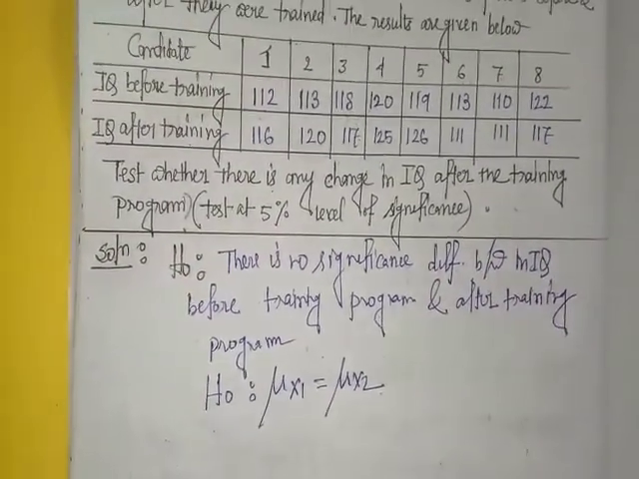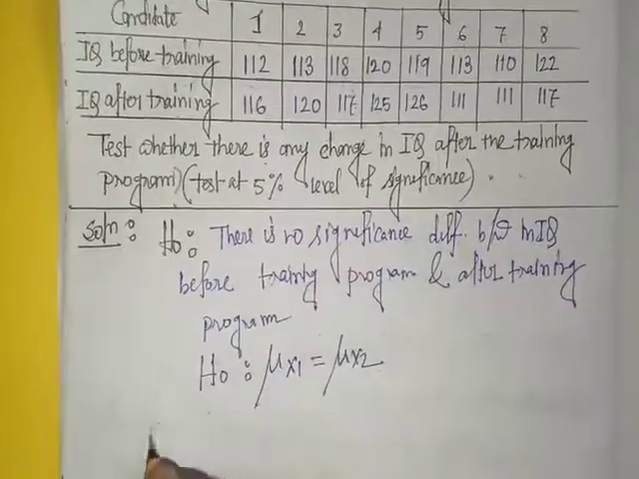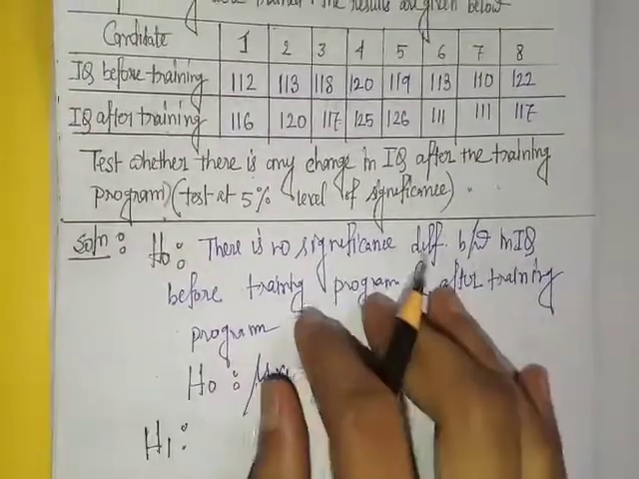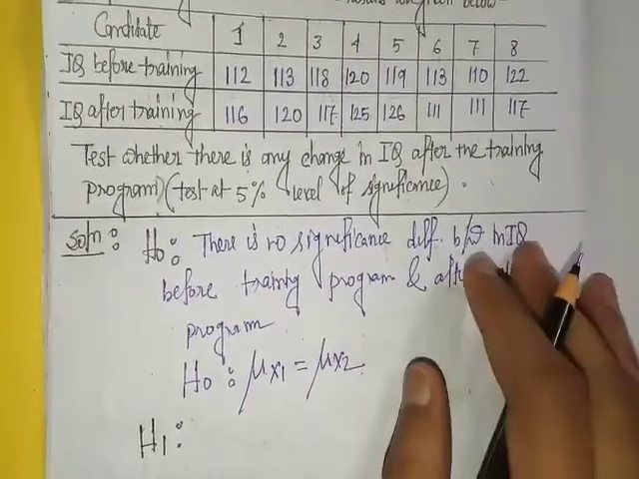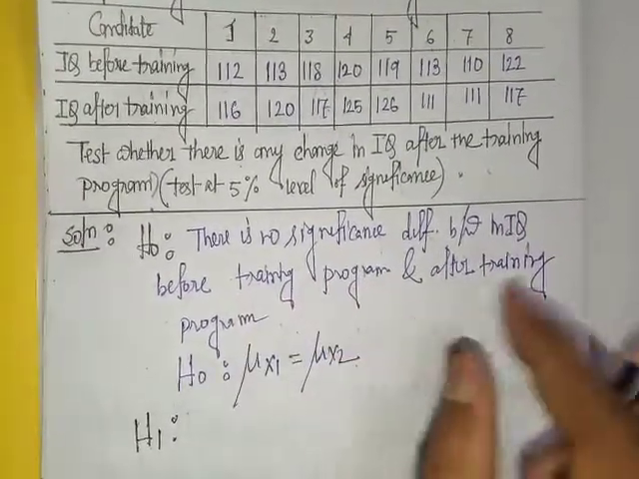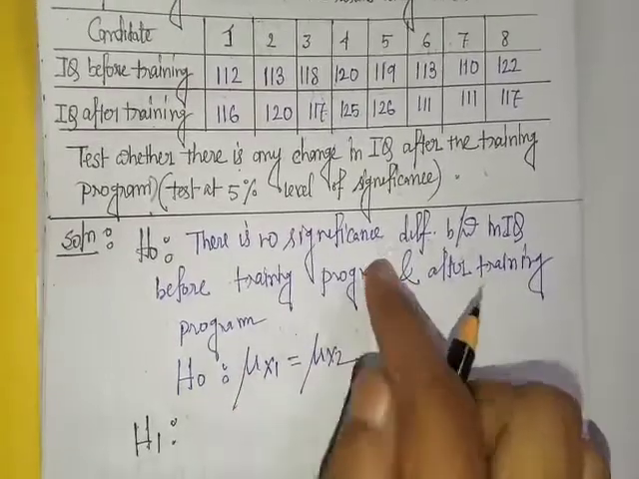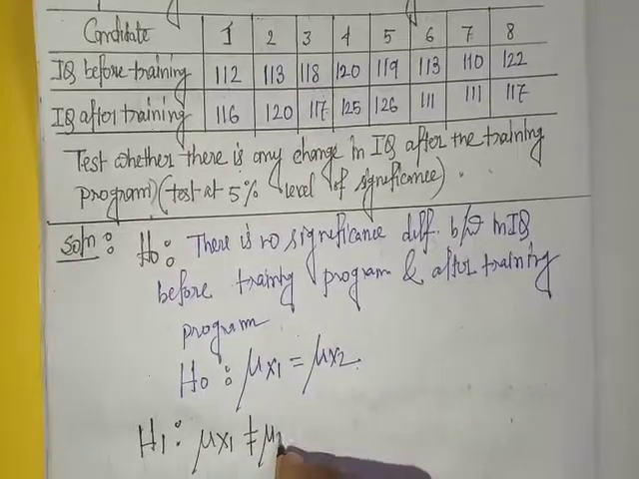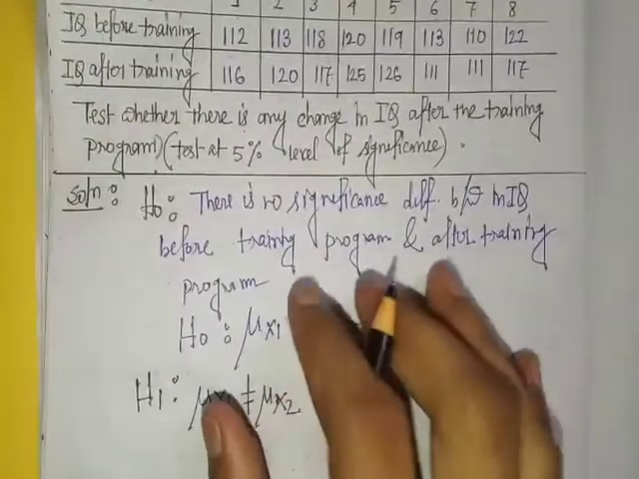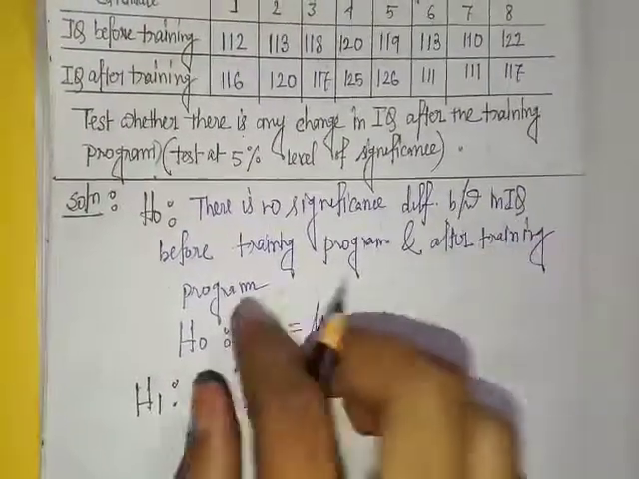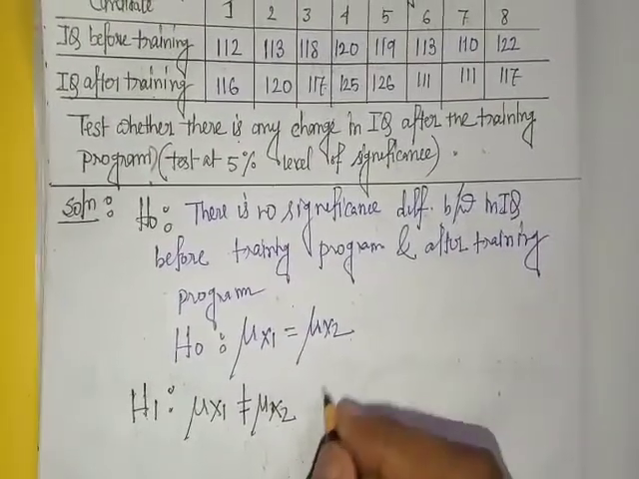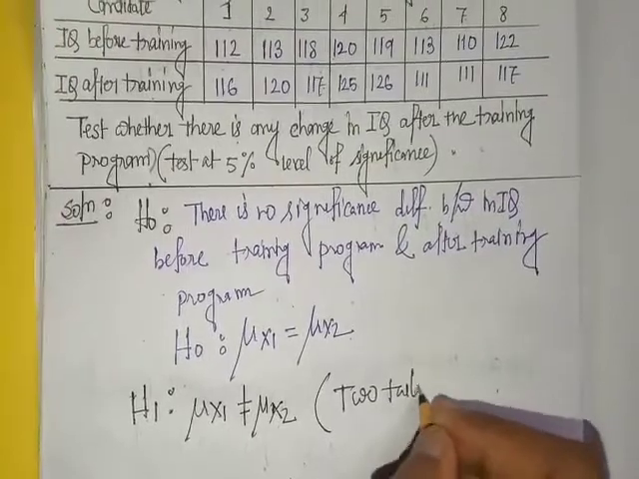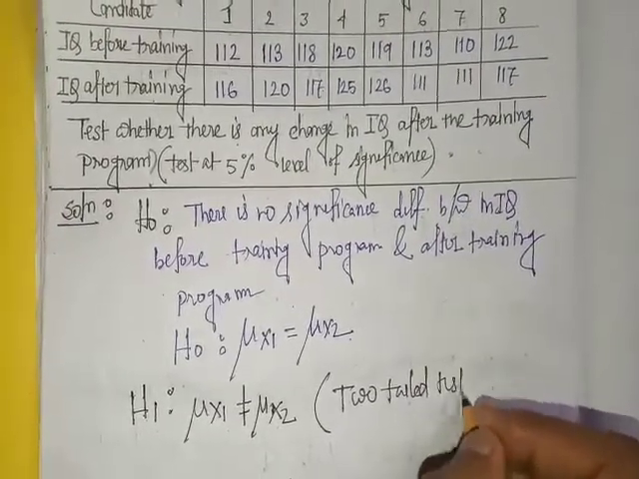And the alternative hypothesis becomes the complement of the statement. That is, there is significant difference in IQ before training program and after training program. That is, mu x1 not equal to mu x2. Not equal to means two-tail test.